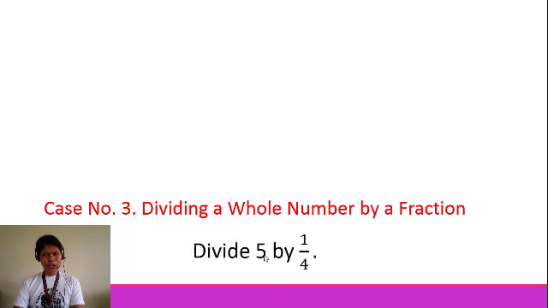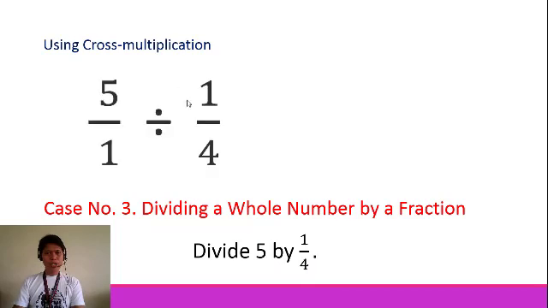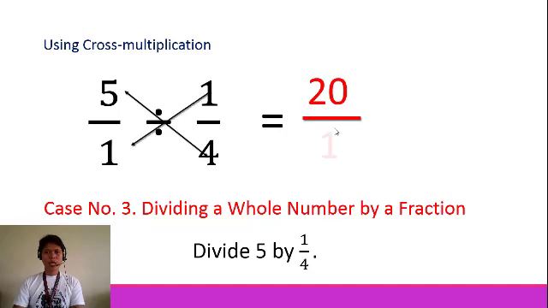So this time it is the opposite or the reverse of case number 2. The whole number becomes the dividend, and the fraction is the divisor. Okay, so we have by cross multiplication 5 over 1, the same. You just put a denominator of 1, divided by 1/4. So 5 times 4 is equal to 20. By cross multiplication, 1 times 1 is equal to 1. 20 divided by 1 is equal to 20. So the answer is 20.